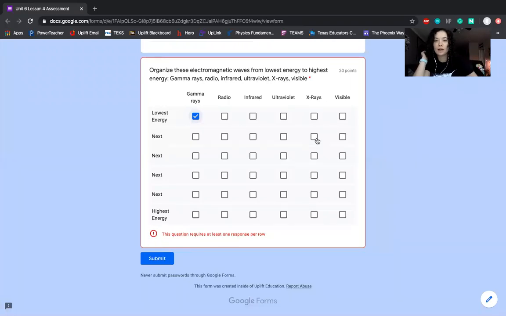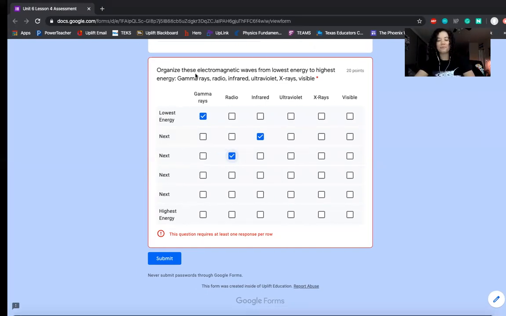So I'm going to say infrared. And then the next one is radio, right? And you fill it in, so each column will be checked one time, and each row will be checked one time. I hope that makes sense. If you have any questions or concerns, please feel free to reach out to me. Email, comments, phone, message, whatever, all right? And I will do my best to help you out.